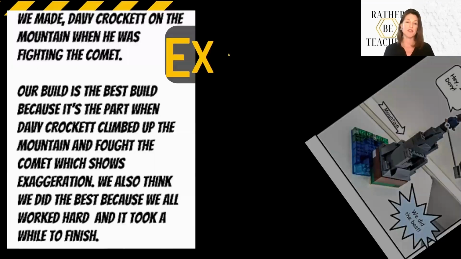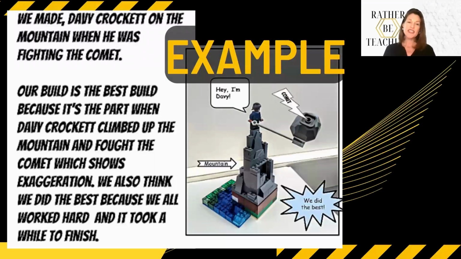Here are a few examples from my class. Here's an example of one of the monuments that they made. This was off of a Google Slides presentation. So you see that they put their annotations on there. They pointed to different things with arrows, possibly about what each thing is. Then they had to do a little bit of writing about what the build is. Like I said, we were reading that Davy Crockett tall tale. So then they're talking about this was Davy Crockett up on the mountain when he was fighting the comet.